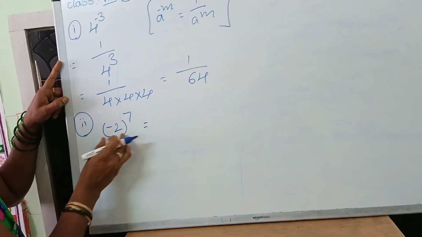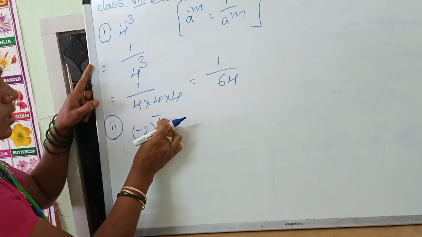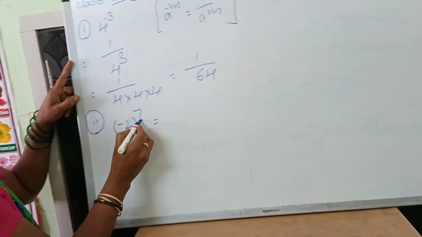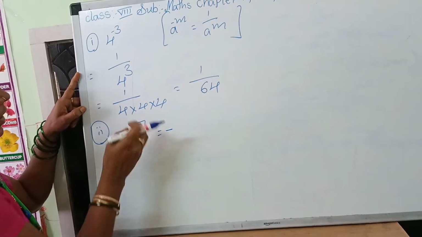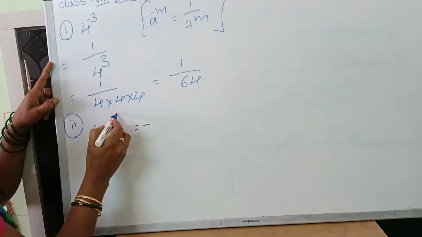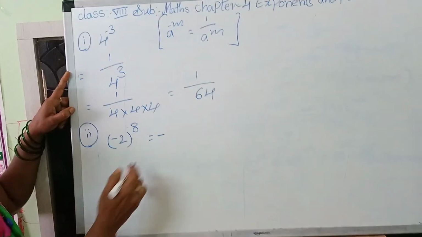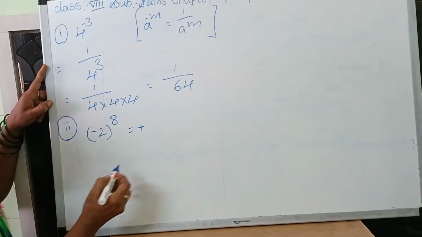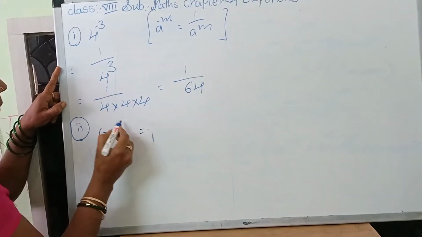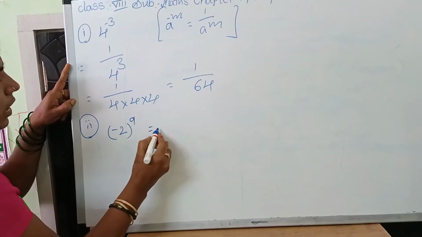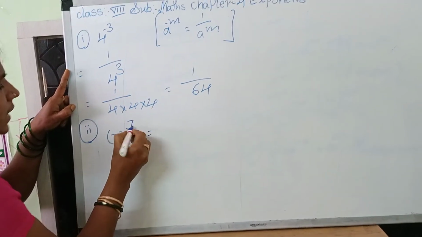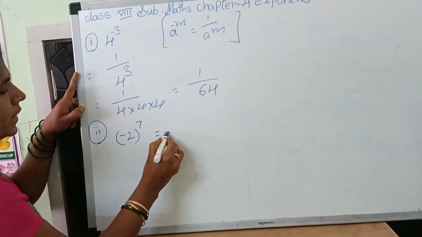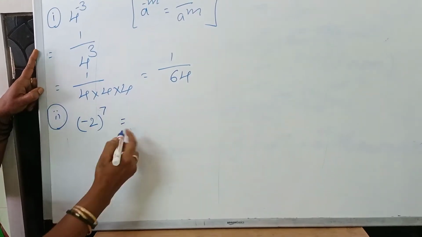So base negative, exponent positive and odd means we have to write the result negative. If it is an even number, for example to the power of 8, we have to write the result positive. If it is a 9, an odd number again, the result we have to keep negative. So 7 is an odd number, the base is negative, so the result is negative. We have to remember that.